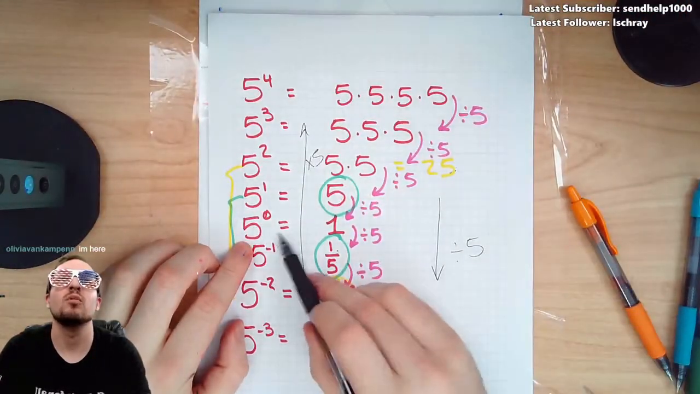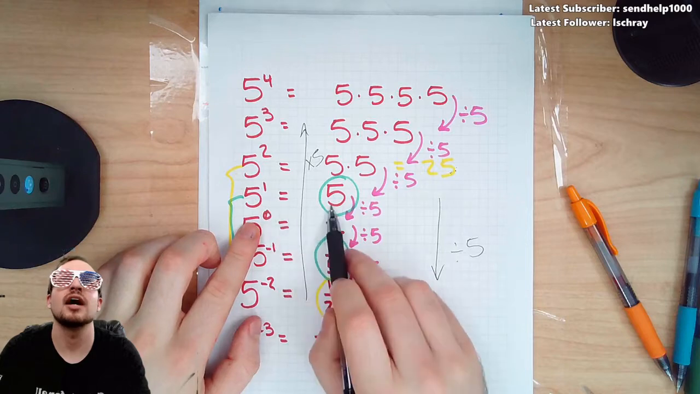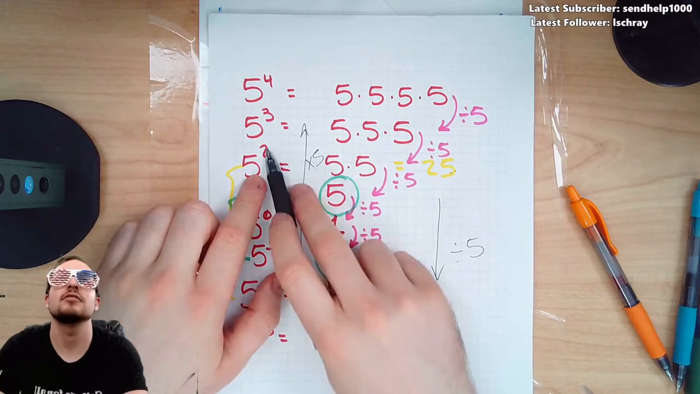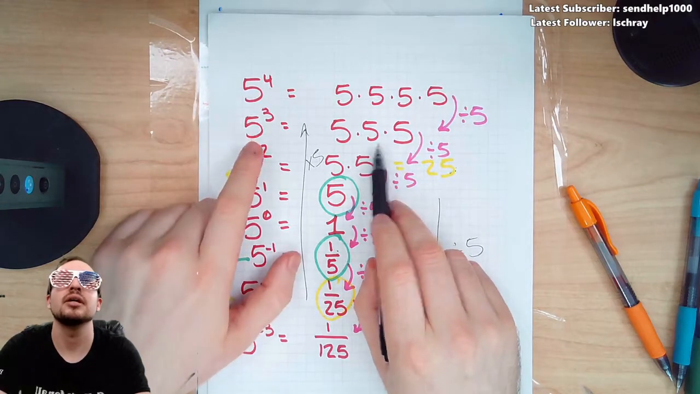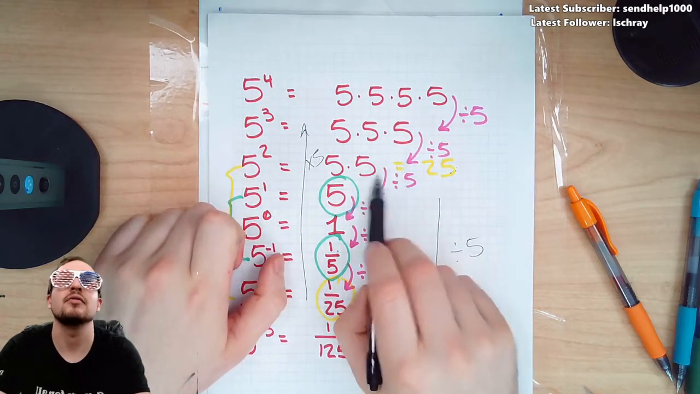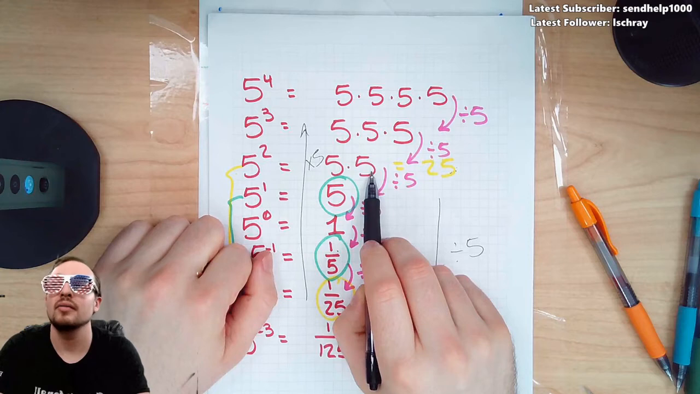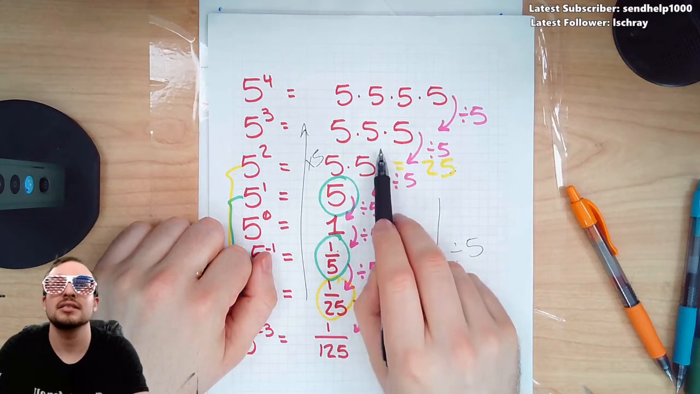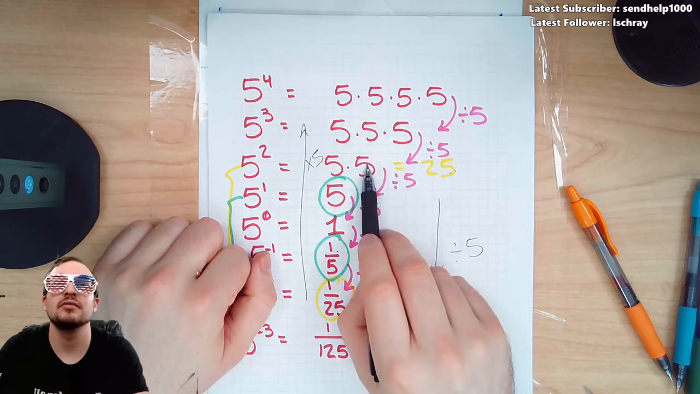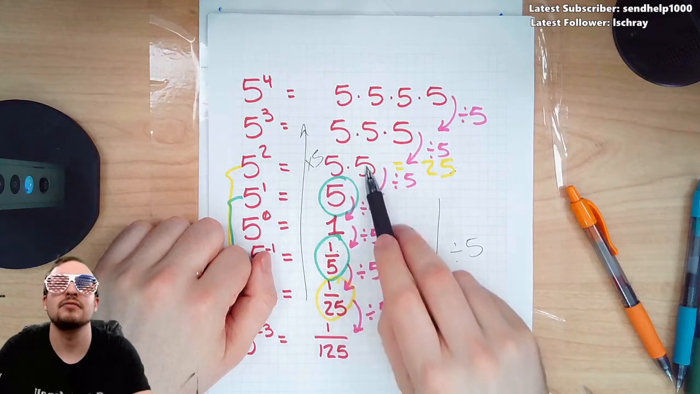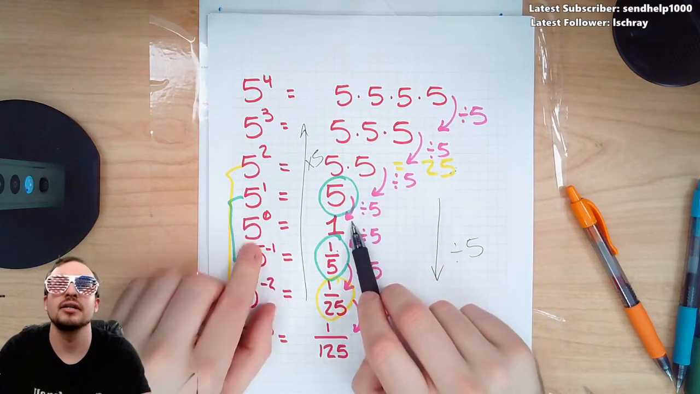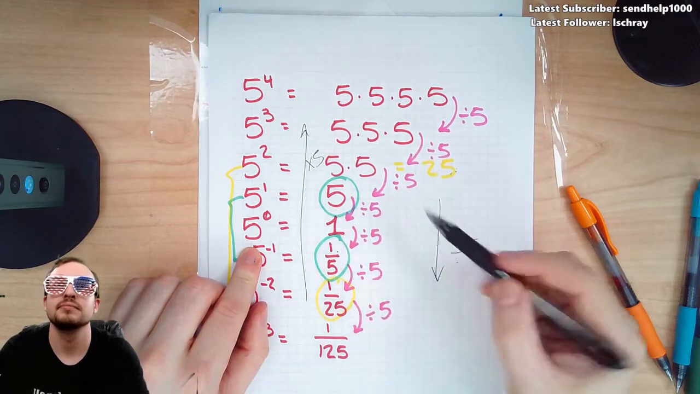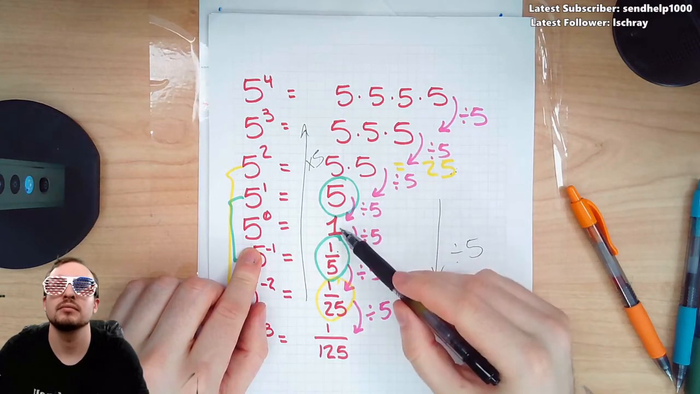5 to the 0th is 1. Why? Because 5 to the 1st is 5. 5 squared is 5 times 5. 5 cubed is 5 times 5 times 5. Do you see how to get from here to here, I had to get rid of a 5? Well, how do I get rid of a 5? Well, that's times 5, so I must have divided by 5 to get here, right? And if I divide by 5 again, I get here, 5 to the 1st. If I divide by 5 again, 5 to the 0th must be 1, because 5 divided by 5 is 1.